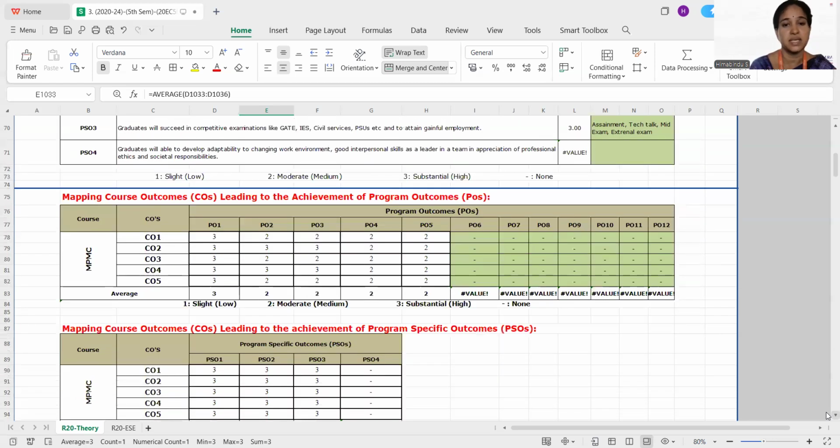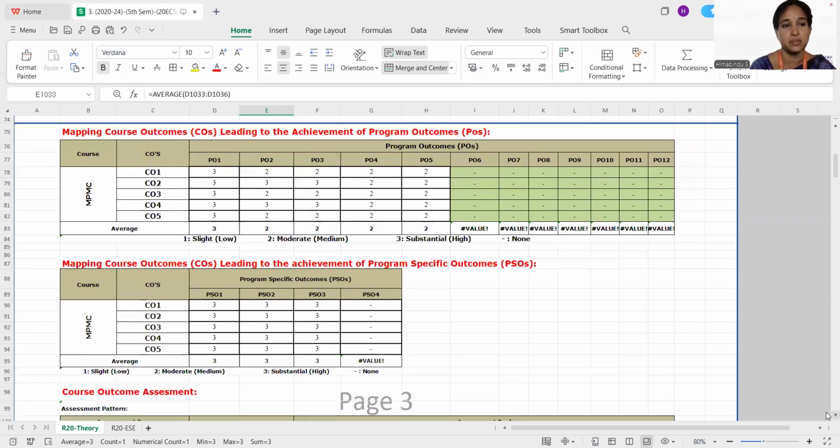Next, mapping of CO, PO, CO, PSO. Each CO is mapped to relevant POs and PSOs using correlation levels. If they are highly correlated, they are mapped with level 3. If they are moderately correlated, they are mapped with level 2. If they are lightly correlated, mapped with level 1.